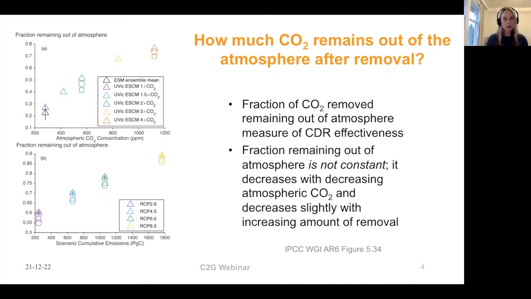It also shows that there's a slight dependence on the magnitude of removal. So here these triangles indicate a smaller amount of removal, whereas these squares here indicate a larger amount of removal, indicating that the effectiveness decreases slightly with the amount of removal.